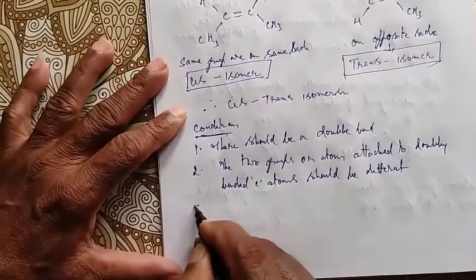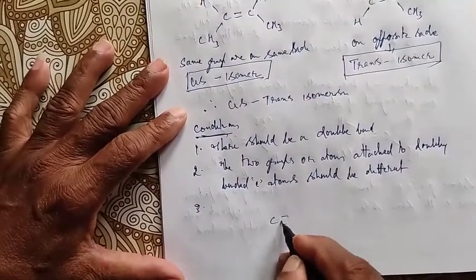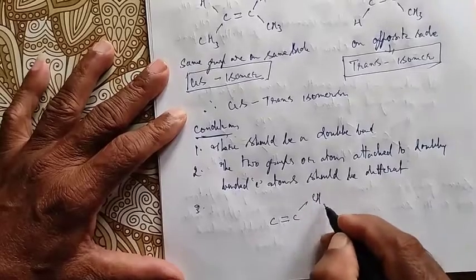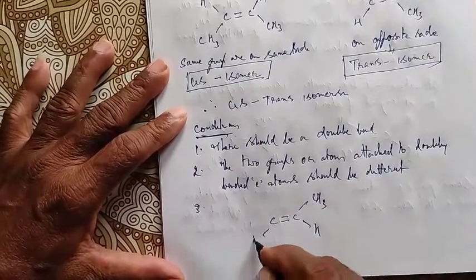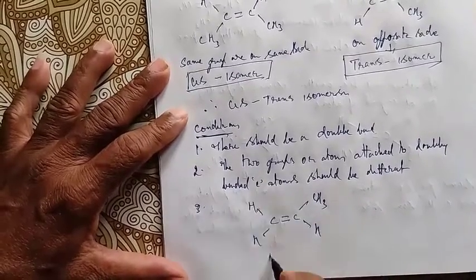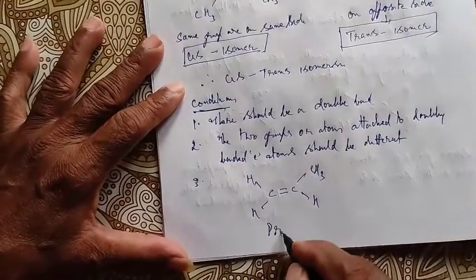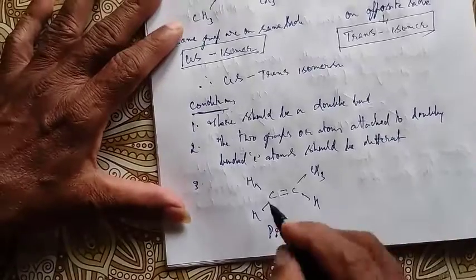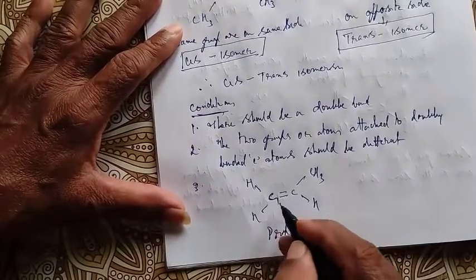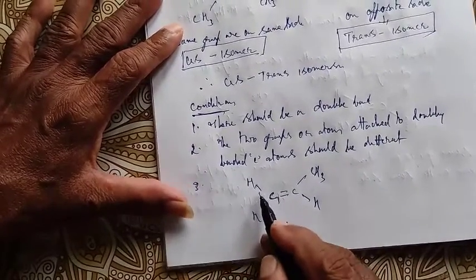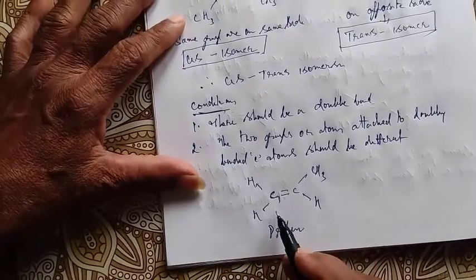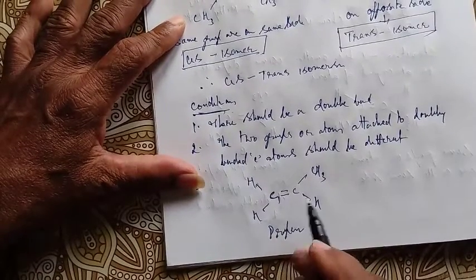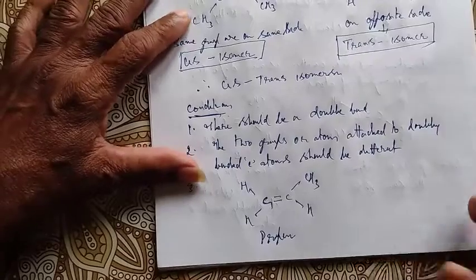Right. For example, say this is a double bond C, this is CH3, hydrogen. What is this substance? This substance is propene. On this propene, the first carbon, the C1 carbon, has two similar groups, two same groups. In such a case, cis-trans isomerism or geometrical isomerism is not possible.